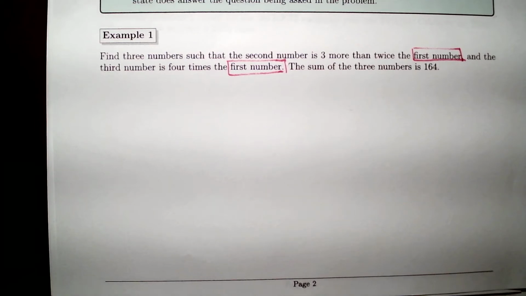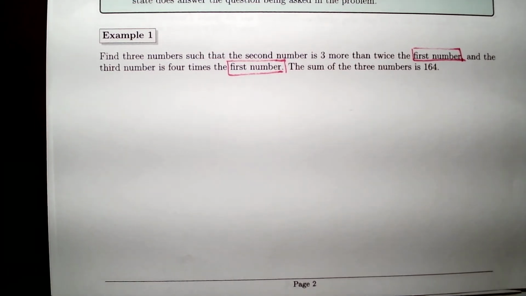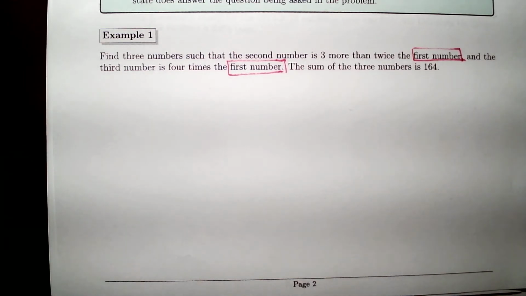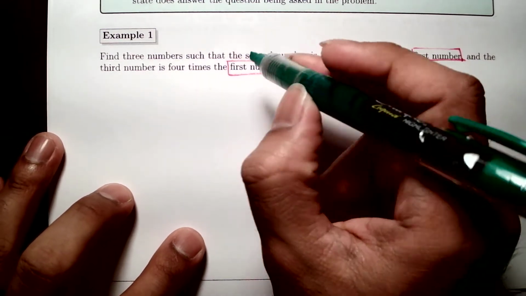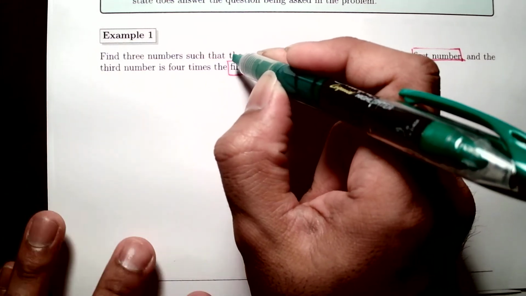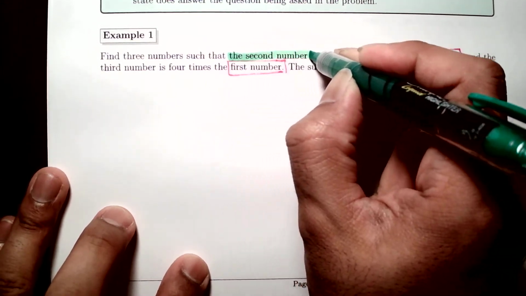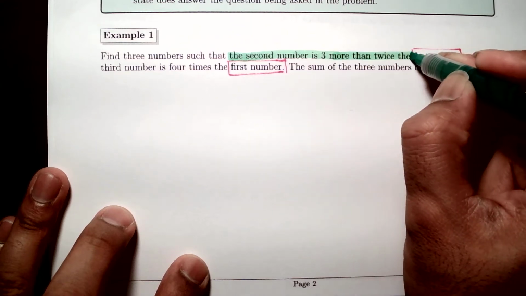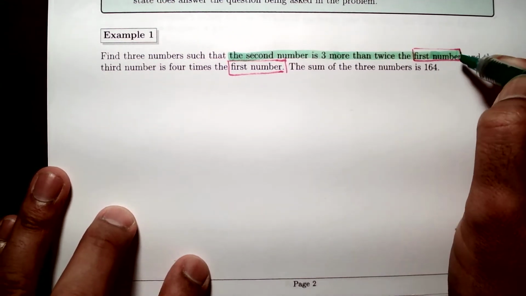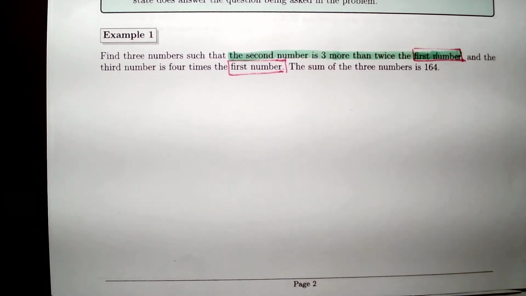If possible, let's highlight all pieces of information. I'm going to highlight the first piece of information with one color: the second number is 3 more than twice the first number. Do we agree with that?